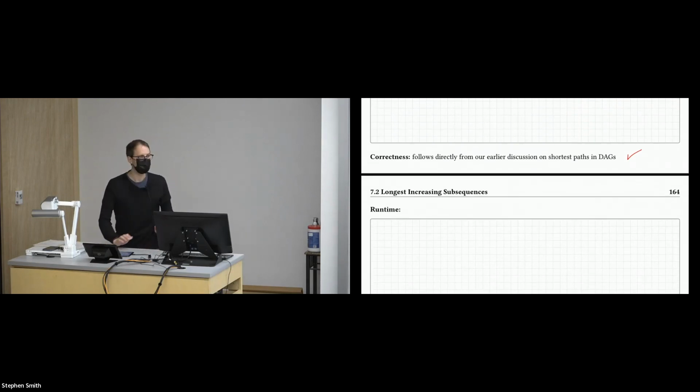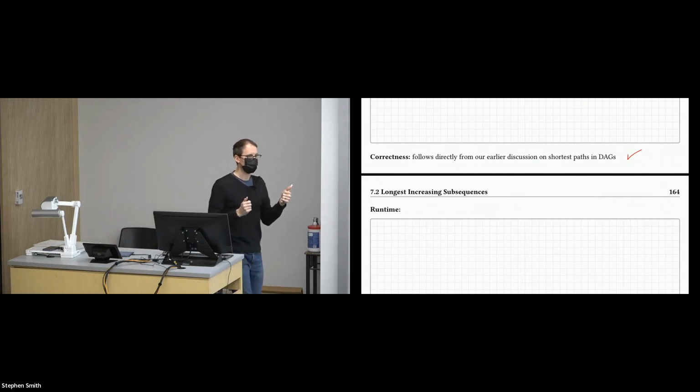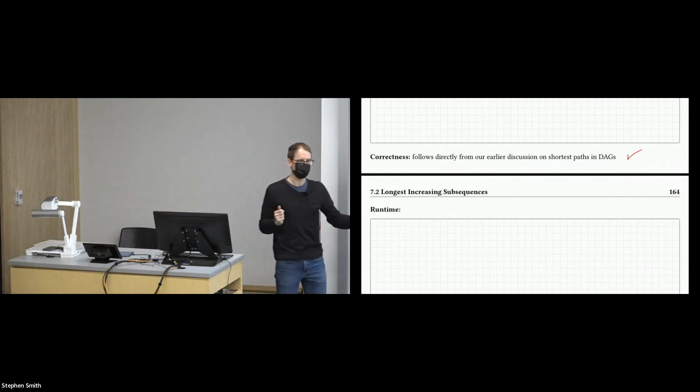In terms of runtime, one thing that you could think, right? Once I have the graph, it feels like I'm just doing a graph search, right? So it should just be big O of V plus E, because it's linear time in the graph. We know that when I'm doing a shortest path or longest path in a directed acyclic graph, it's linear time.